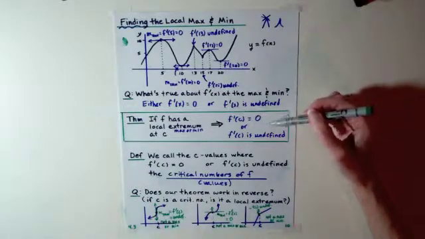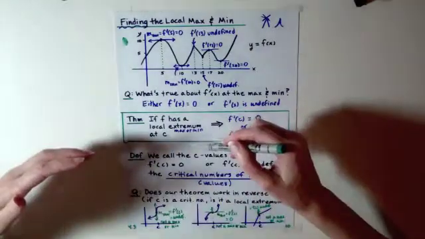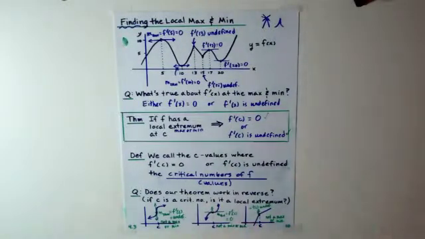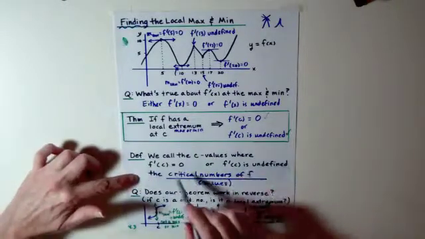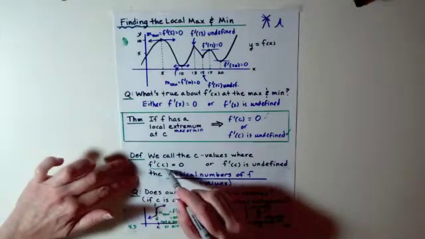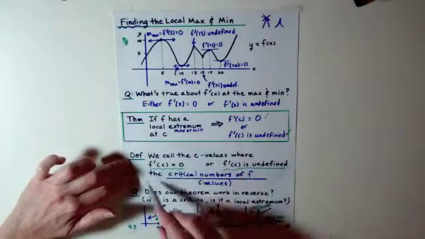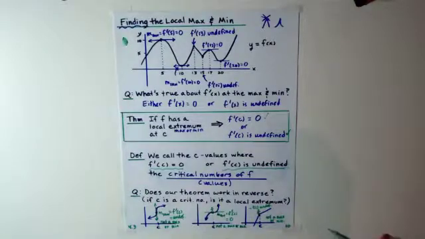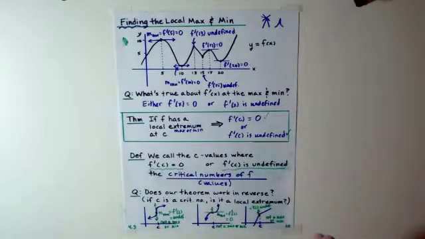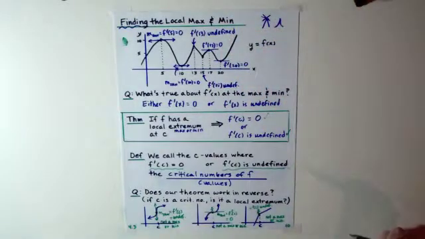If f prime of C is 0 or f prime of C is undefined, it doesn't necessarily mean it's a max or a min, but if it's a max or a min, it does imply that either the derivative is 0 or the derivative is undefined. Well, what does that mean for us? It means that if we find the critical numbers of a function, so we take its equation and find all the x values for which the derivative is either 0 or undefined, we'll get a big bunch of x values, and among those x values must lie all of the local max or min. Some may be neither a max nor a min, but if you're looking for where all the peaks and valleys of the function are, they must be among these critical numbers.